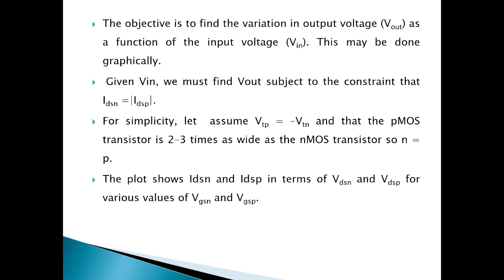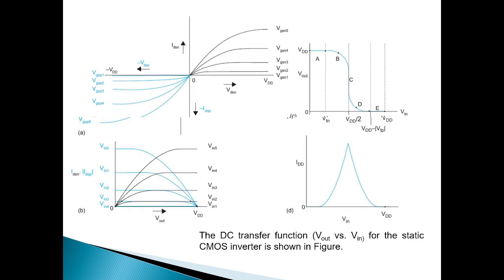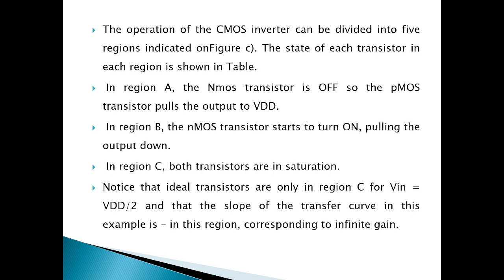Region A, NMOS is off. In this plot C, the point is A. If you look at point A, NMOS is off and the PMOS transistor is on. So the output is at the value VDD. That is region A.